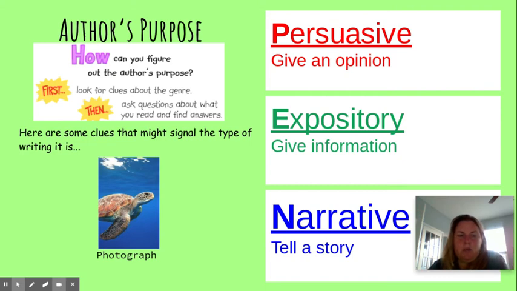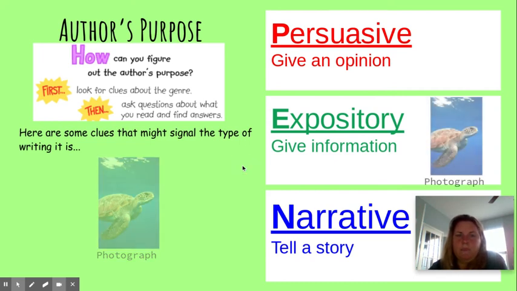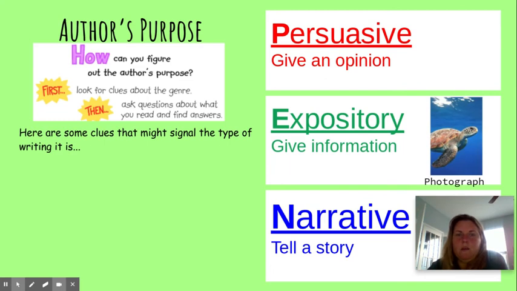So let's look at this first picture. Here are some clues that might signal the type of writing it is. This is a photograph of a sea turtle. If we look at the sea turtle, it's just a picture. So when we think about why an author would have a picture of a sea turtle and it's a real picture, maybe it's expository to give information. So I'm going to put that turtle picture right next to the expository because photographs usually give us a clue that the story is going to be expository, and an expository story gives us information.